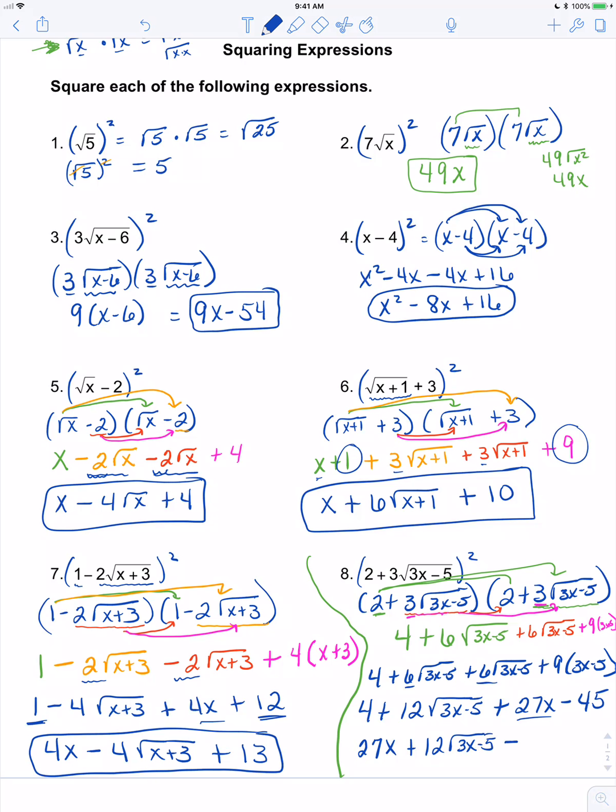Then let's join those whole numbers together. We've got a positive 4 and a negative 45, which is going to make negative 41. There is your final answer. Those are not too hard as long as you take one step at a time and just take it very slow. Write them out if you need to.